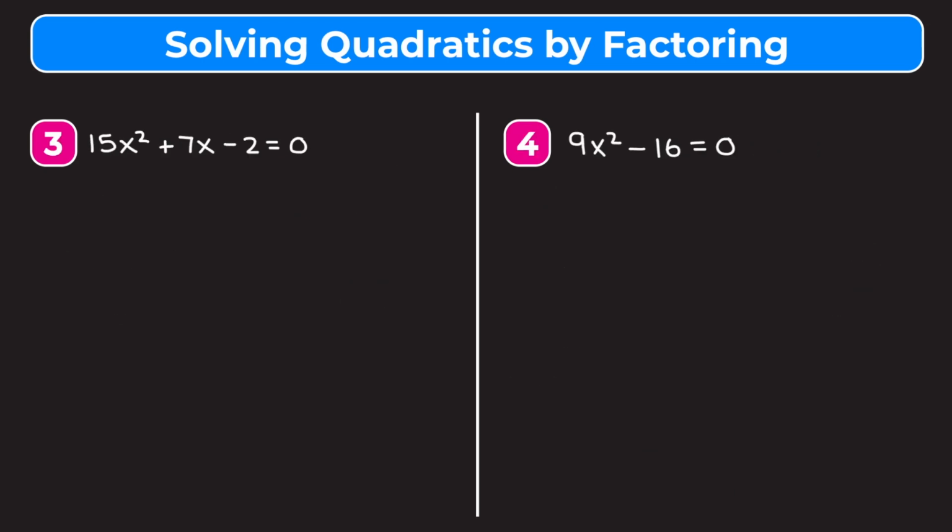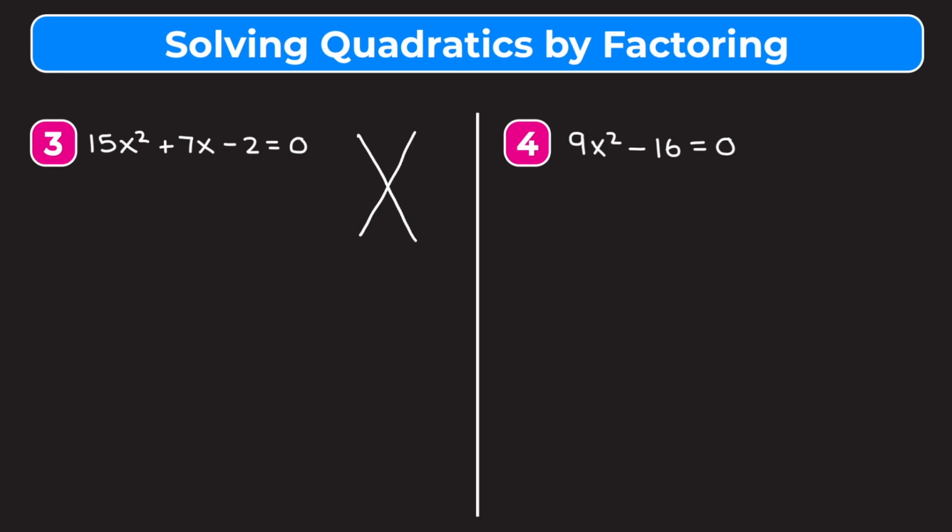Taking a look at example 3, we have 15x squared plus 7x minus 2 is equal to 0. We don't have any common factor between our three terms, so we can't start by pulling anything out. I'm going to use what's called the x method to factor this one. If you haven't already done so, I encourage you to watch our video teaching how to factor trinomials like this, where your a value is greater than 1, because the method is different than when a is equal to 1, and it's a little bit more challenging.